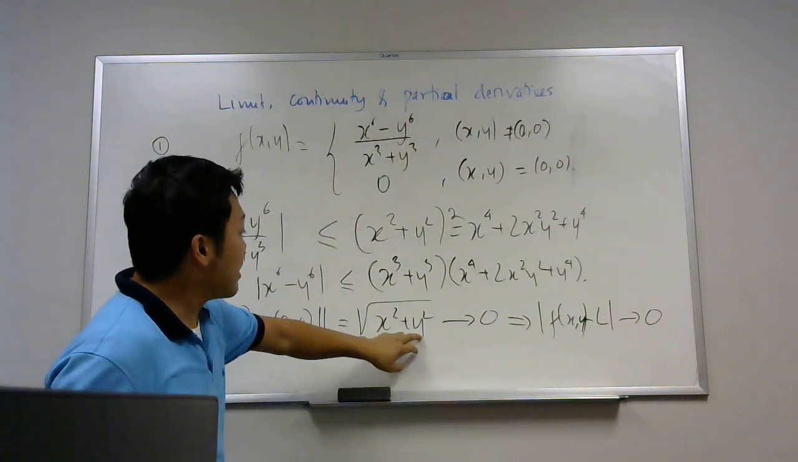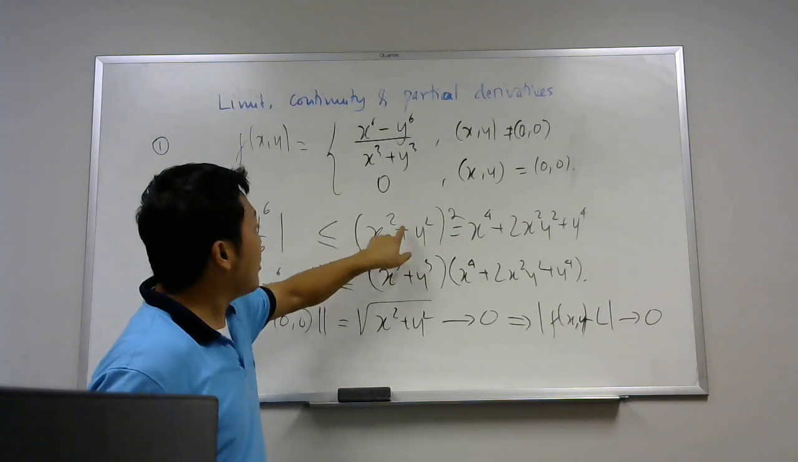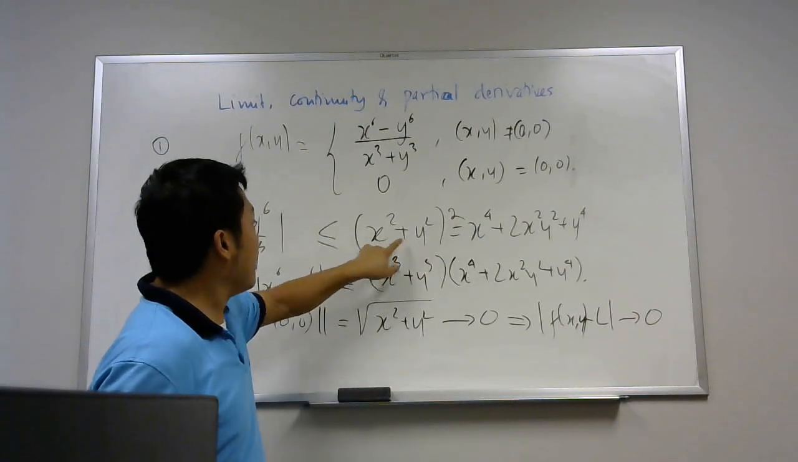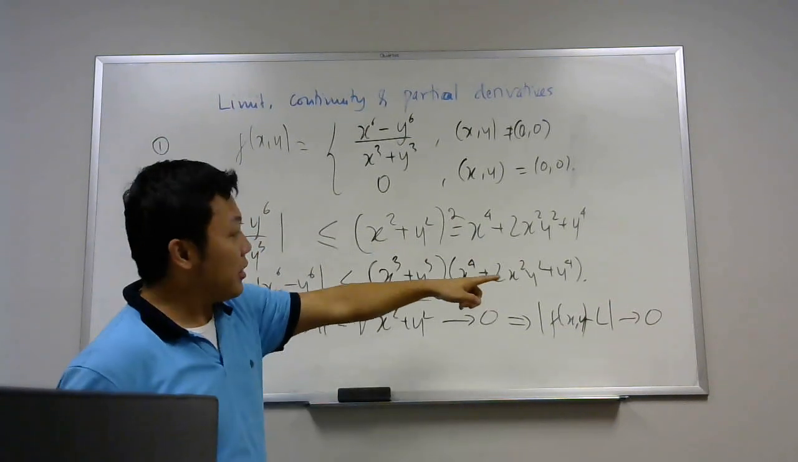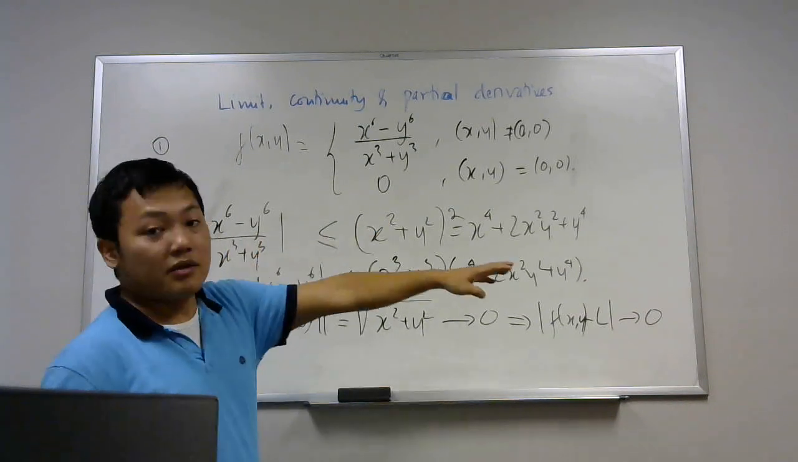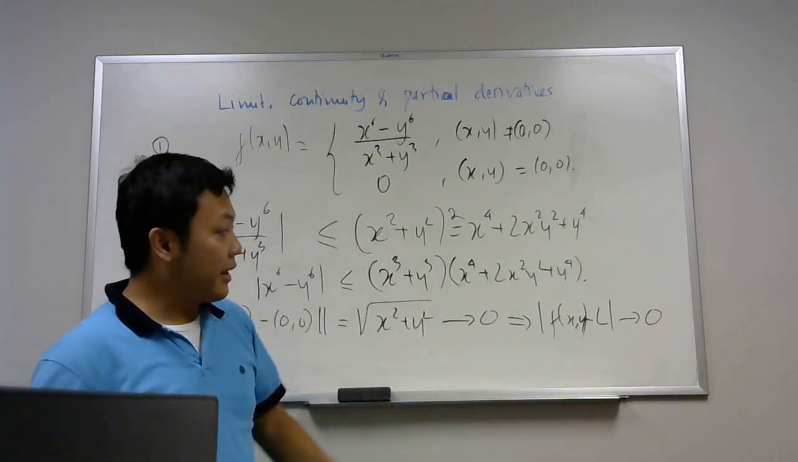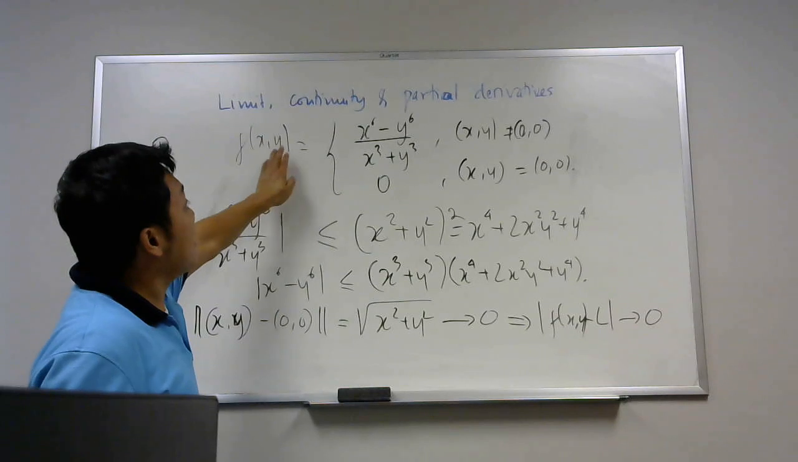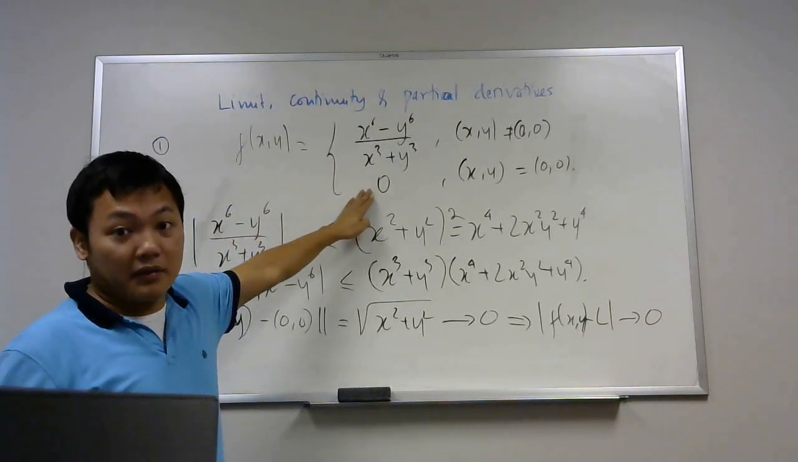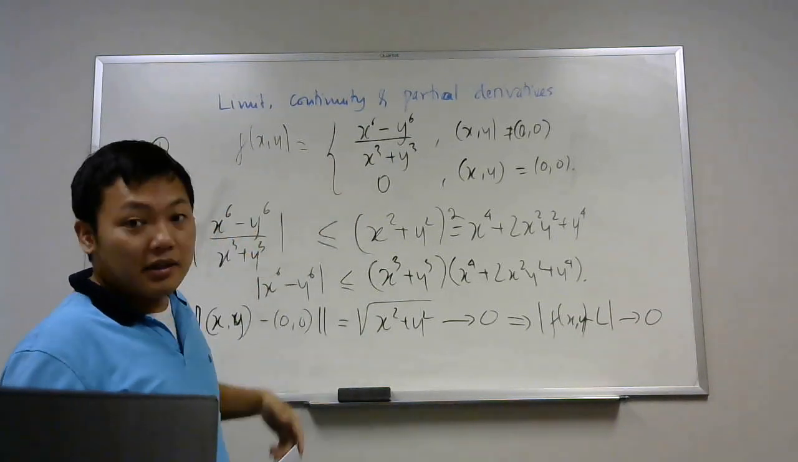So since x squared plus y squared goes to 0, you multiply this, also goes to 0. So that means everything in here goes to 0. Okay? So that means the limit of this function is equal to 0 and equal to the function value. So the function is continuous at 0.